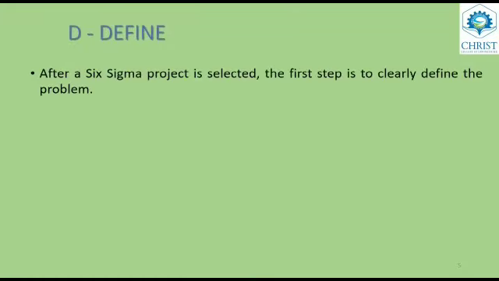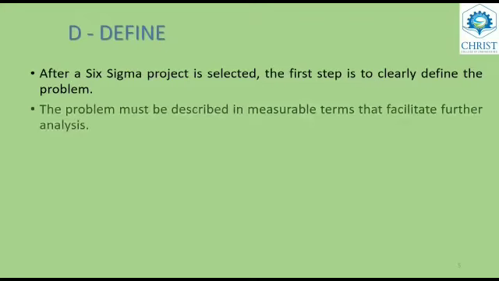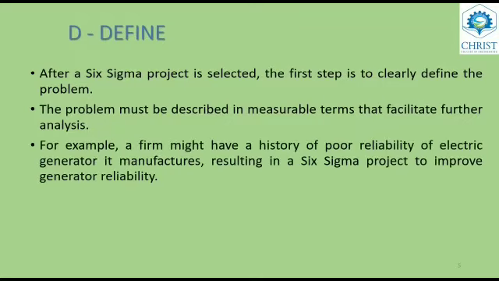The first one is define. After a Six Sigma project is selected, the first step is to clearly define the problem. The problem must be described in measurable terms that facilitate further analysis. For example, a firm might have a history of poor reliability of the electric generators it manufactures, resulting in a Six Sigma project to improve generator reliability.